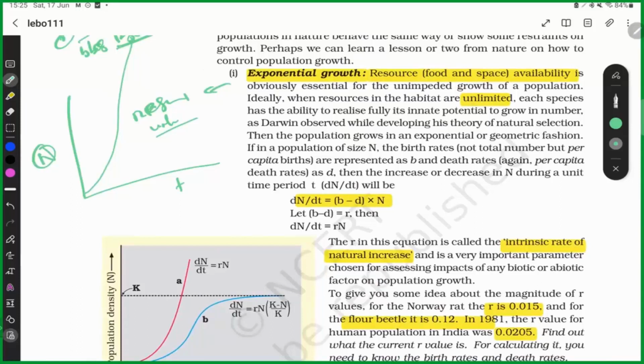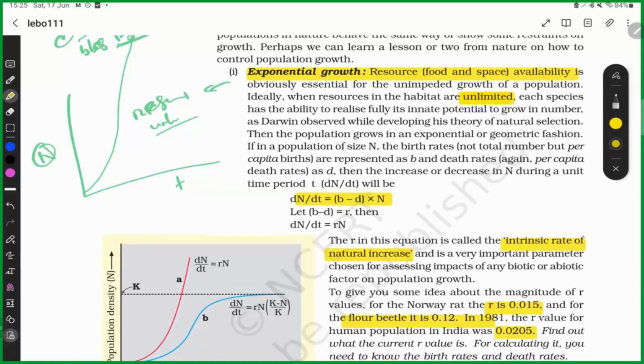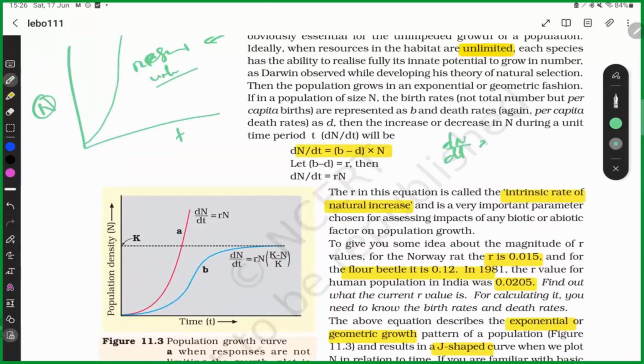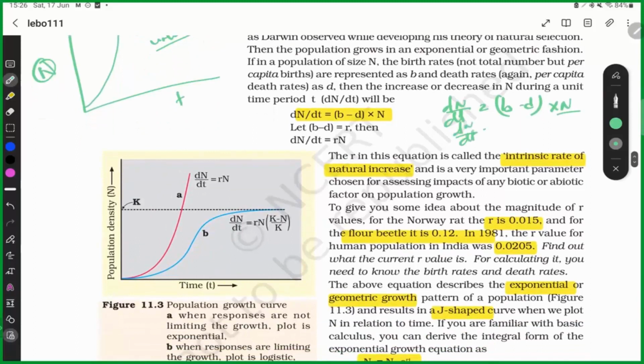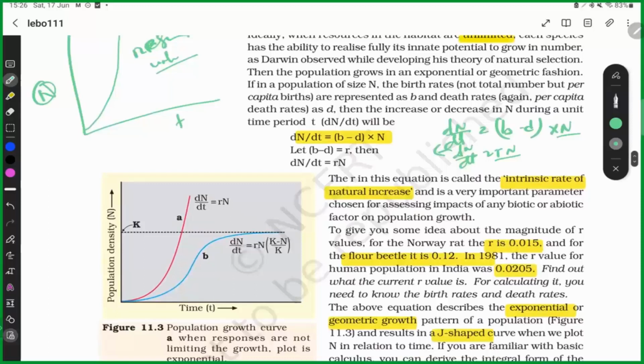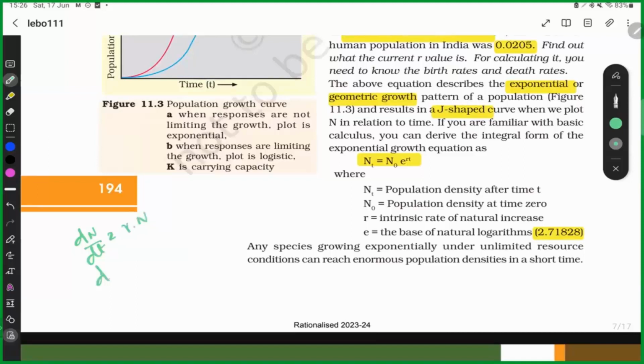So what is the mathematical expression? dN/dt is the birth rate, meaning birth per capita, minus the death rate, so dN/dt is equal to rN. If we want to get the exponential growth curve equation, just do the simple integration: dN by N is equal to r dt. At t equals 0, the density is N naught, and at t equals t, the density is Nt.